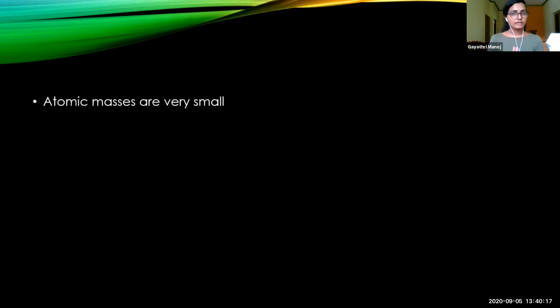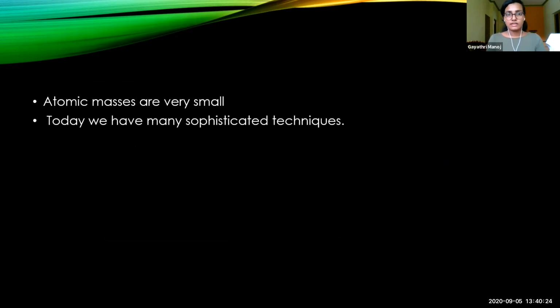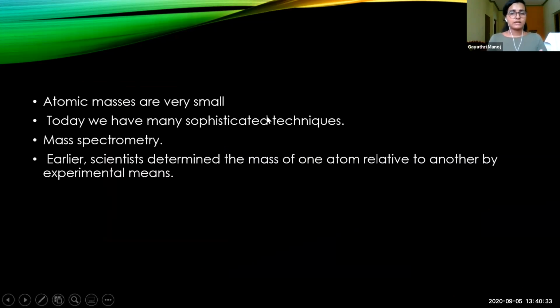See, atoms are really small, hence atomic masses are very, very small. And today we have many sophisticated techniques to fairly calculate atomic masses, and one such technique is mass spectrometry. But earlier, scientists determined the mass of an atom relative to another by experimental means. They used hydrogen, it being the lightest atom, and gave it an atomic mass of 1 without any units. And they used it as a reference.